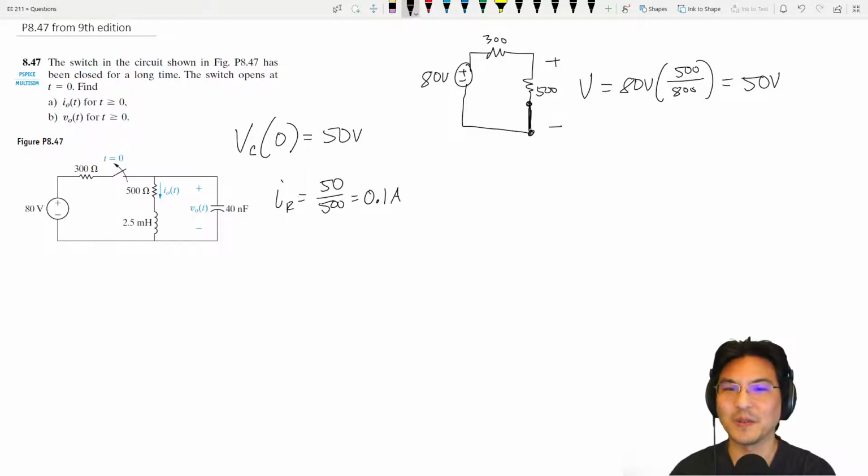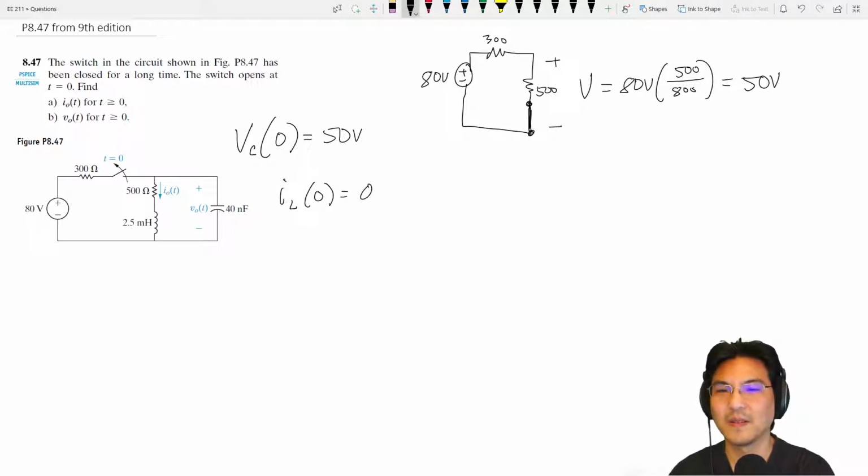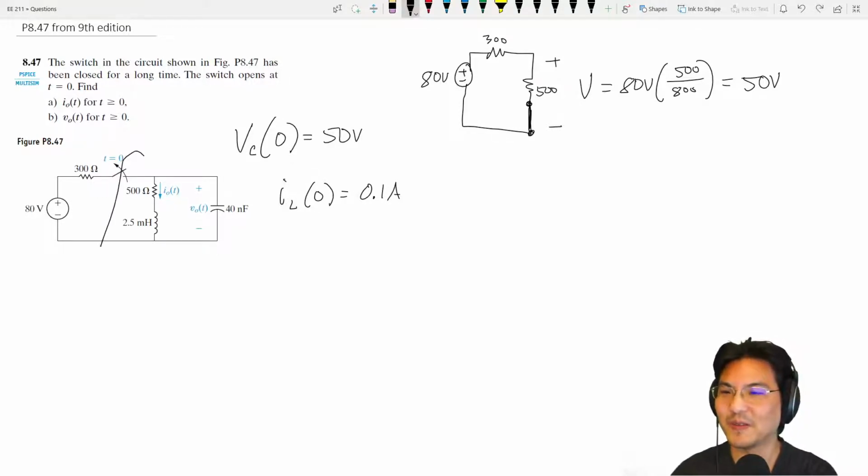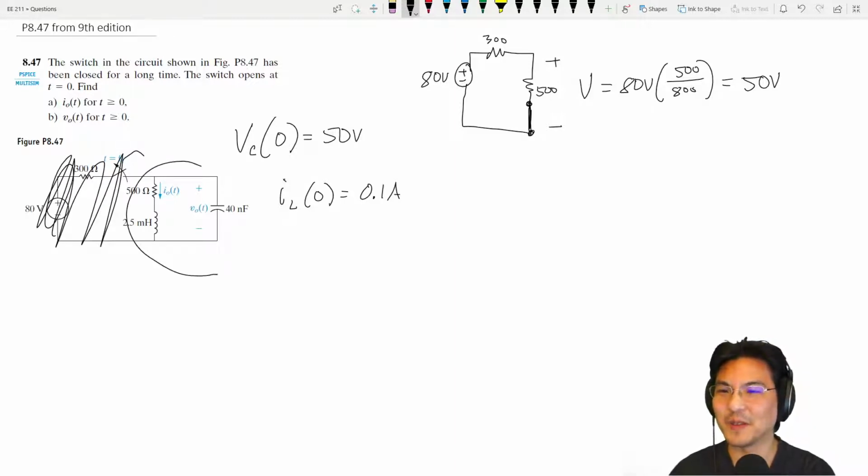And the current going through the resistor over here is the same as the current going through the inductor at t equal to 0. Okay, so there we go. I'll just write this as the current for the inductor. So we got some initial conditions here. And then when we open the switch, all of this goes away. So we're just left with these three things in series.